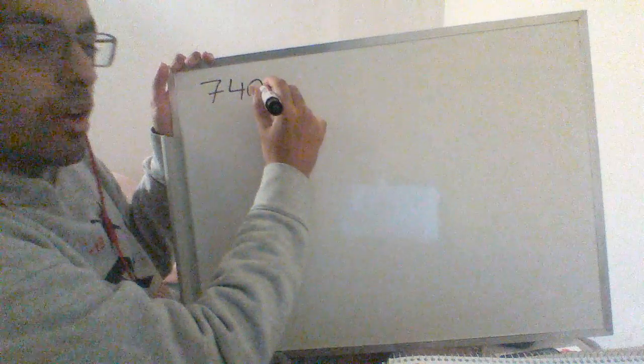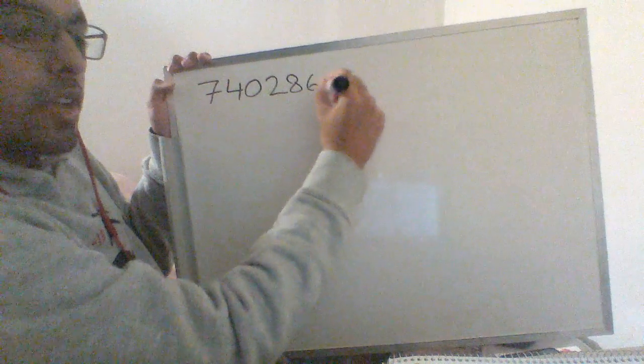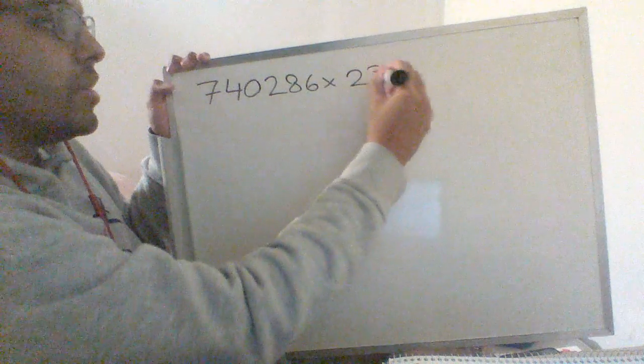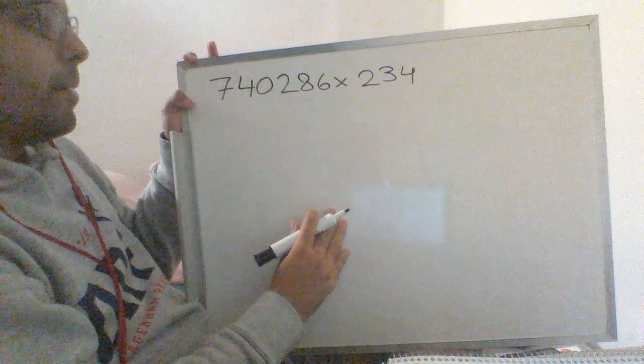So let's move on. We'll do a multiplication problem here. So let's start with, what do I have? I have 740,286 times 234. Alright, so this is the problem.